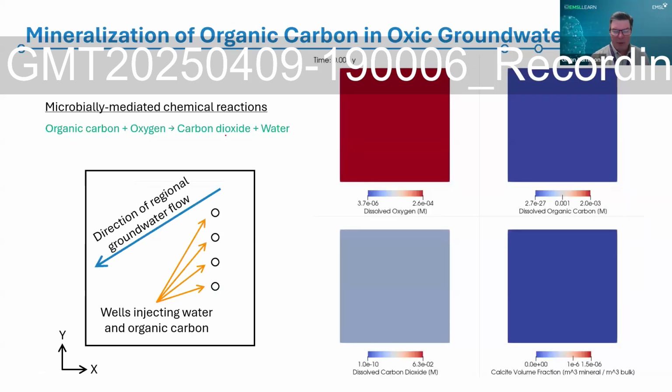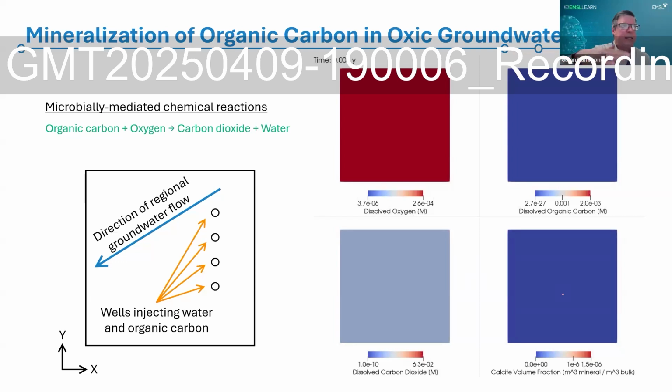Here we have an example of a flow field. We have a regional flow field going from upper right to lower left. And we have an oxygenated domain. You see right here, we have a large oxygen concentration. We're going to inject organic carbon into these 4 wells right here. And you're going to see that organic carbon react with the oxygen. We have organic carbon plus oxygen produces carbon dioxide and water. There will be a buildup of carbon dioxide in the domain and the subsequent precipitation of calcite, a mineral.